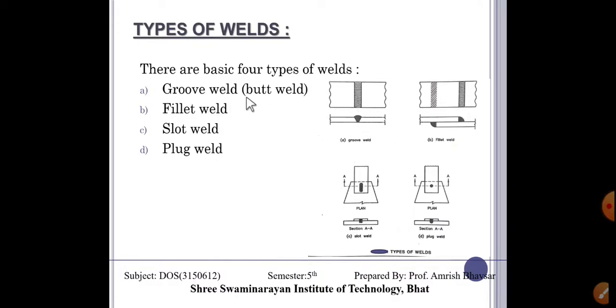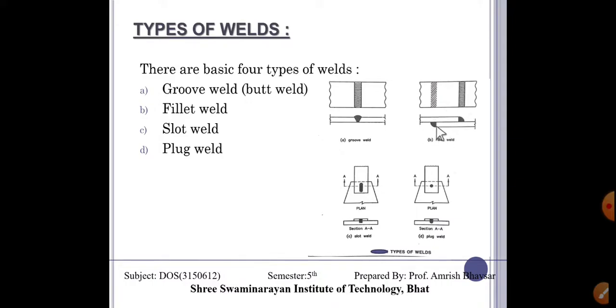The groove will be made in the two plates that we have to connect, by this kind of groove. You can see over here, and this groove is filled by welding, by heating these two connecting plates. So this is called a groove weld. Now, fillet weld. Fillet weld is most important for structural design.